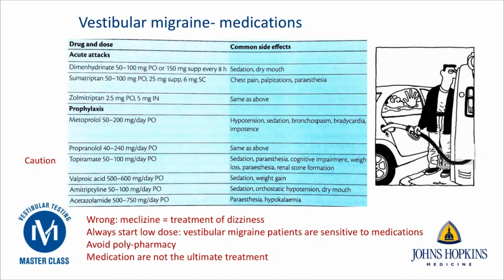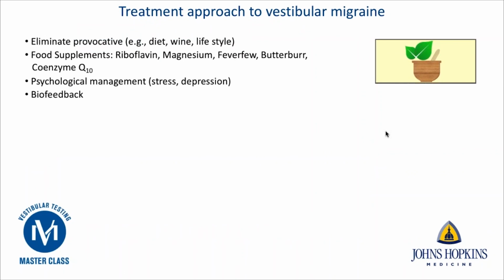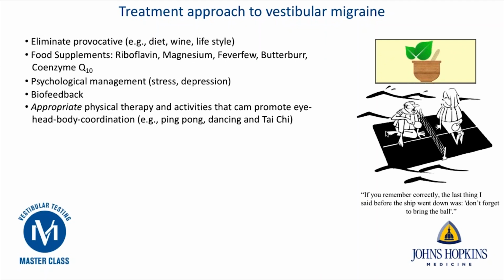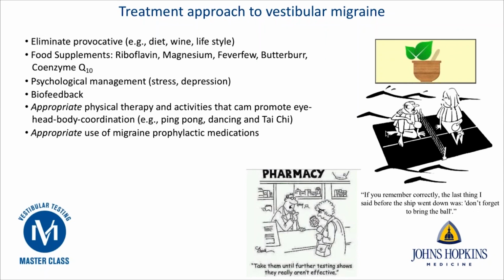So what would be the proper approach to patients with vestibular migraine? This is probably a multifaceted approach to be effective. It is important to eliminate provocative factors like diet, weight, and lifestyle. Sometimes food supplements can help, like riboflavin, magnesium, and butterbur. Psychological management, stress and depression management can often help. Biofeedback approaches are very helpful. Activities that promote eye-head-body coordination and help the brain develop the skills needed to be more comfortable with the surrounding environment can be very helpful, like ping pong, dancing, and Tai Chi, along with appropriate use of migraine prophylactic medications. These measures can be effective if all addressed in patients with vestibular migraine.